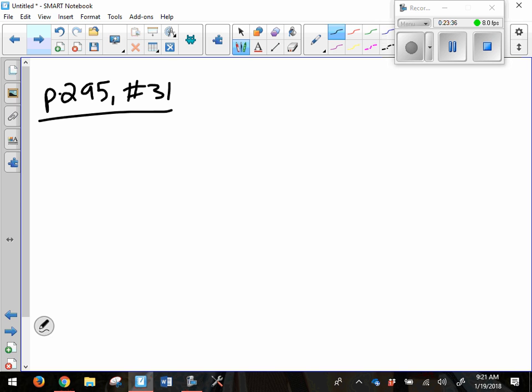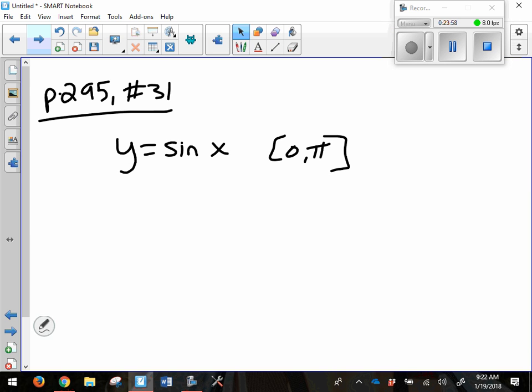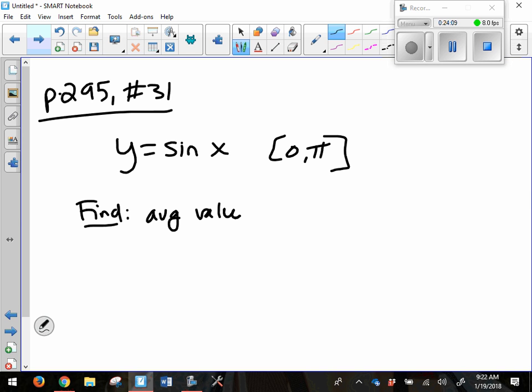If somebody would read that one for us, please. All right, so this one brings together a whole bunch of different ideas. We are supposed to find the average value, or the mean value, of the function.